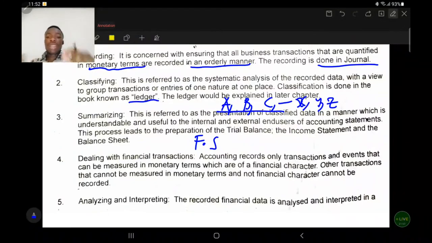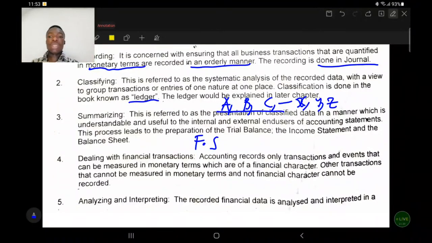So when talking about financial statement, we are talking about a statement that we prepare to give a clear picture of the information that we have recorded in the ledger, and that we are going to use to report to outsiders, so that the users can make an informed decision based on the information that you have recorded and want to portray to the end users. So that's what we call a financial statement.